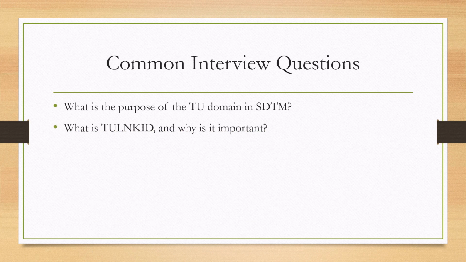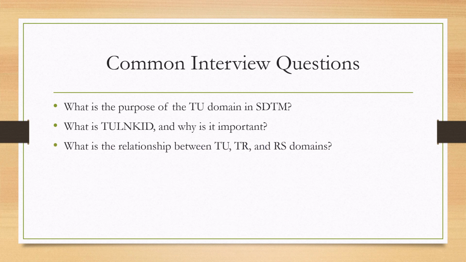The next is, what is the TU link ID and why is it important? The TU link ID is the tumor link identifier. It is the unique ID assigned to each lesion per subject. This variable is crucial because it acts as a bridge between the TU and TR domains, enabling consistent tracking of lesion measurements and responses over time.